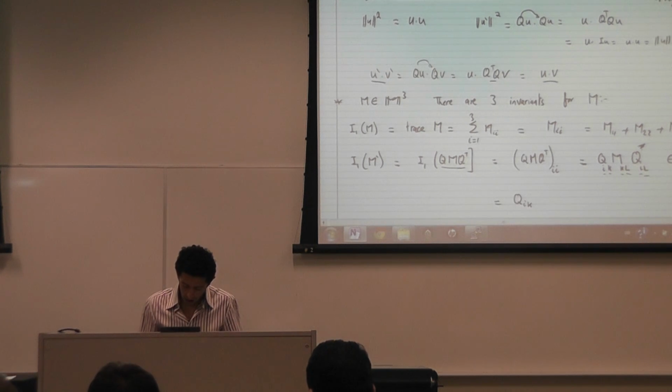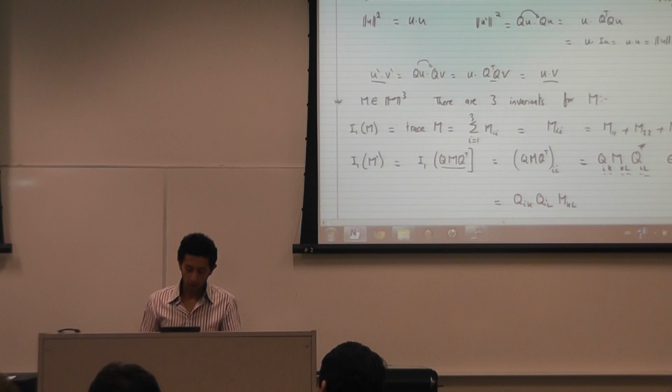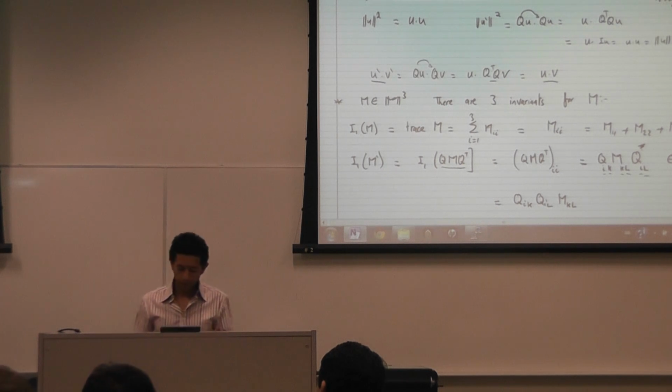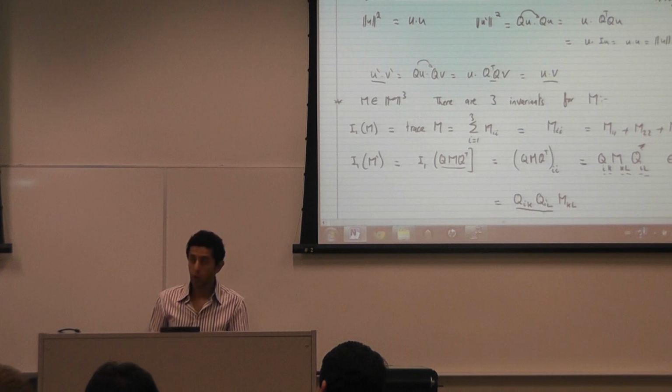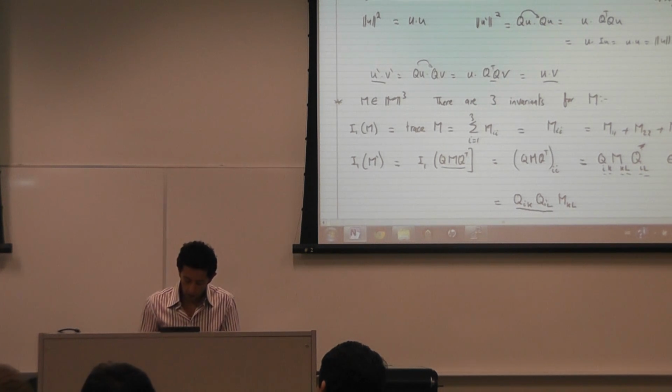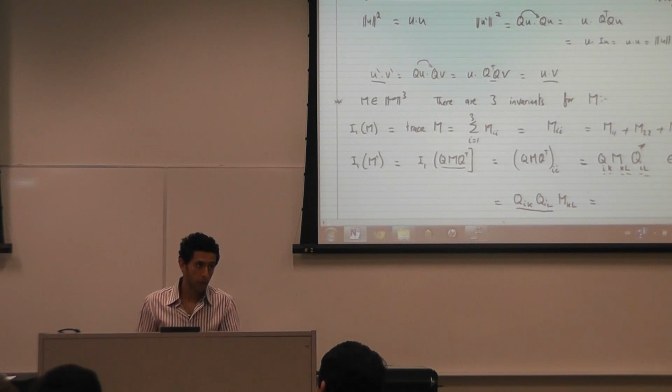q_ik, q_il, m_kl, and there's all sorts of summation here. I'm summing over i, k, l. But I know when I sum over i, q_ik q_il, if you look at the component form of the q's, this will give you delta kl.